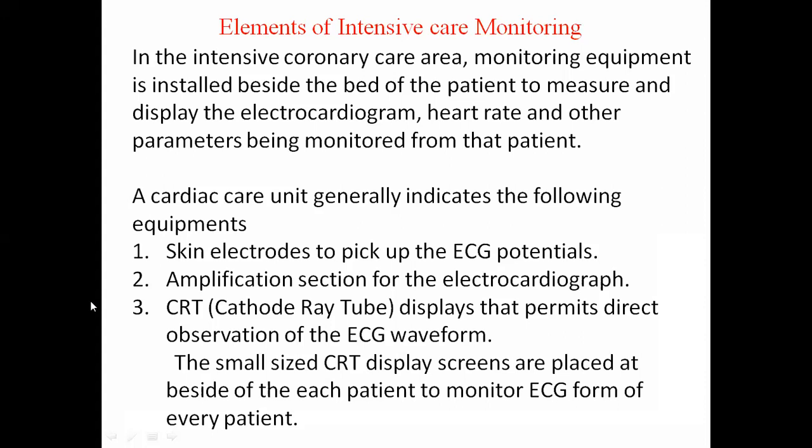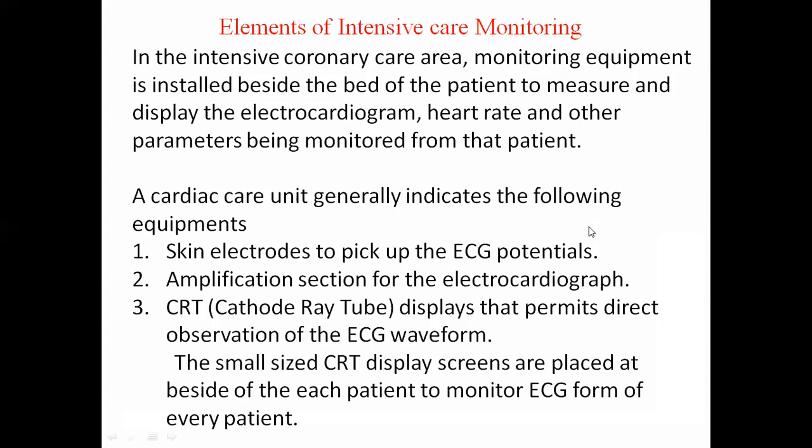and the amplification section for the electrocardiogram. After getting the ECG waveforms through electrodes, the electrode outputs are very low. So we have to do the amplification, and for that there is a group of amplifier sections. Through that amplifier section, we can connect the outputs of the electrodes, which collect the information from the heart. Okay, that amplification section will be present in the intensive care unit, ICU.